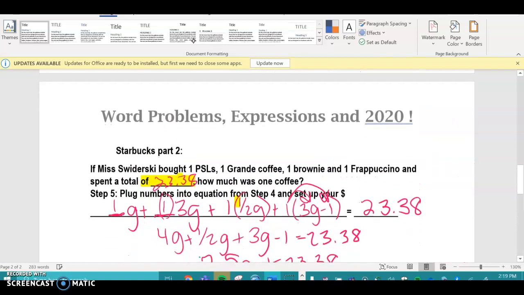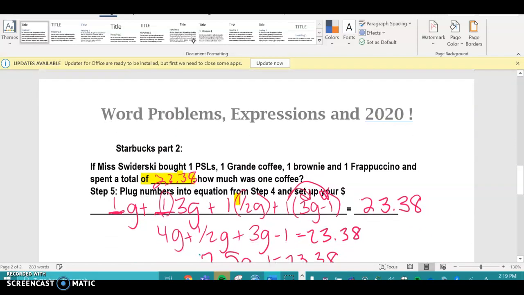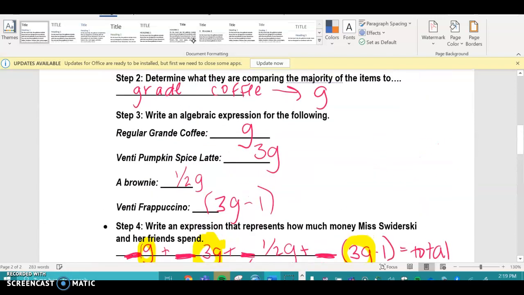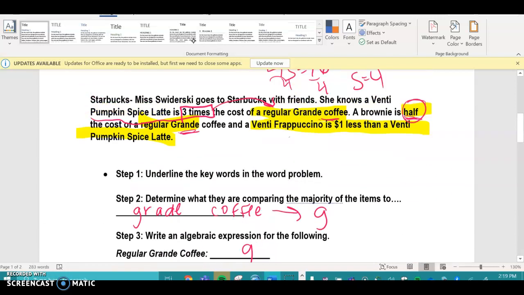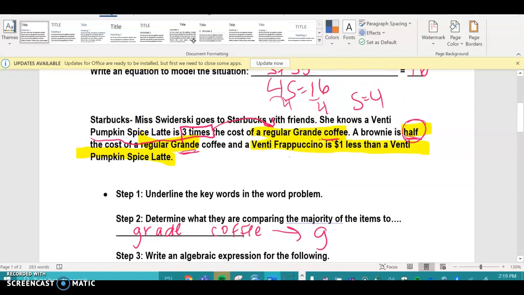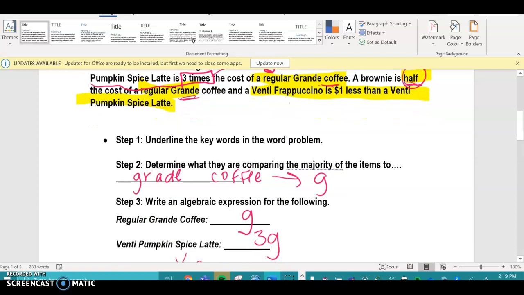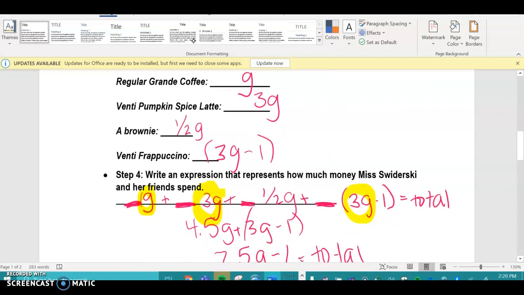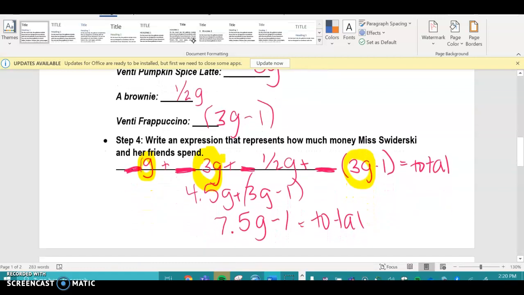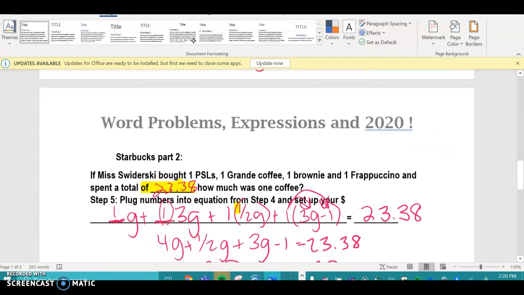So hear me out. Really what we're doing, guys, is we're going in and we're reading the word problem and figuring out an expression from the word problem, right? So we highlighted the key information in here. We came up with an expression and determined what they're comparing the majority of the items to, which was a regular grande coffee. Okay, we came up with our expressions, an equation to represent the scenario. We plugged in our numbers.